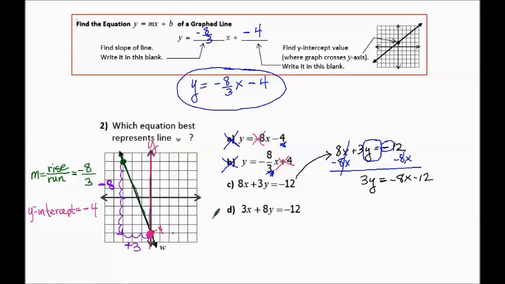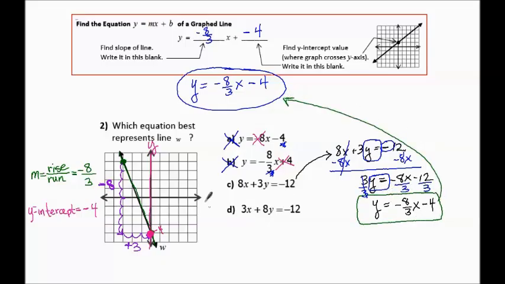You still want to have just the y by itself with the equal sign, so this 3 needs to be canceled out by dividing it out. What I divide on one side, I have to divide everywhere else, so everything else gets divided by 3. And now you have y equals, here you have negative 8 over 3 with the x, and negative 12 divided by 3 is a negative 4. If you notice, this equation matches the equation that we were looking for, so our option here is option C.